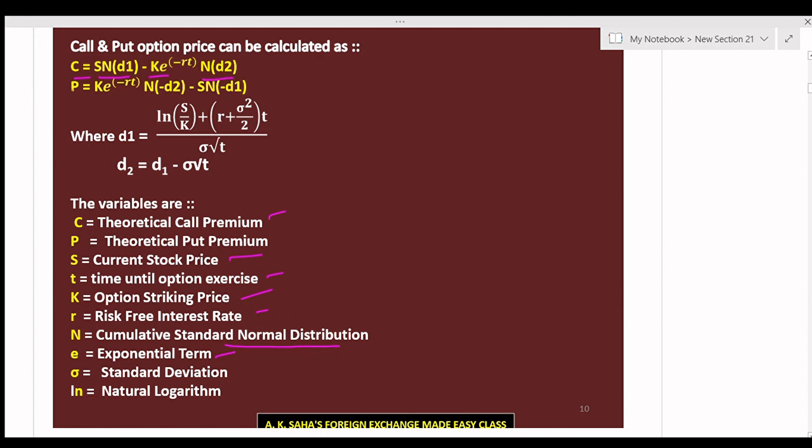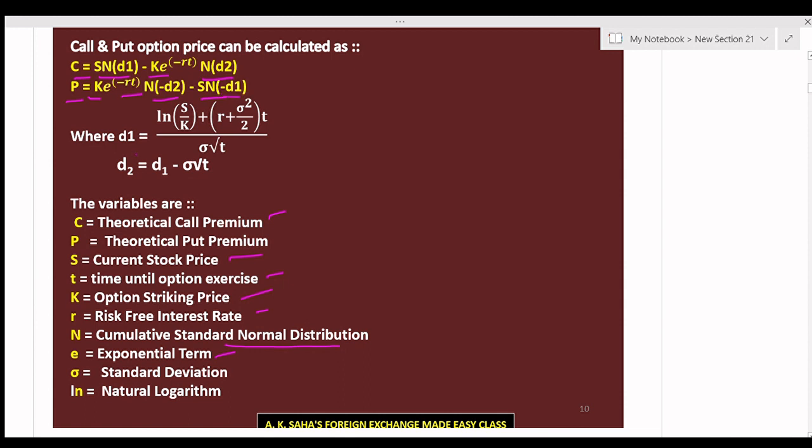And P is the theoretical put premium. K is the strike price into e to the power minus RT, where R is equal to the risk-free interest rate and T is equal to time, into N into minus D2, minus S into N into minus D1.